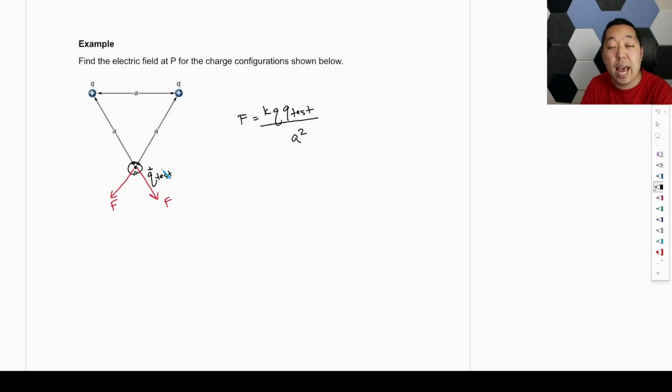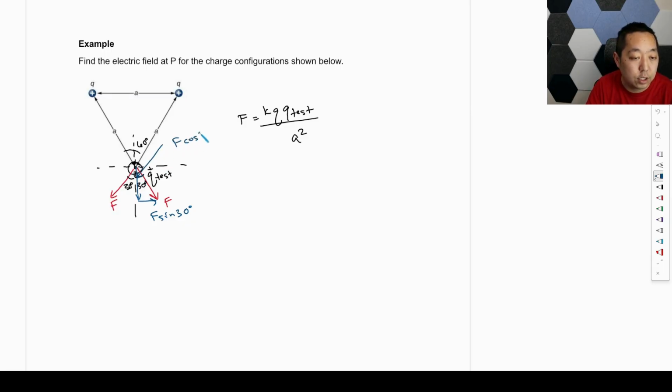Now, we still got to add them like vectors, right? So one thing you'll notice because of the symmetry here, this is an equilateral triangle. We know that this whole angle is 60 degrees, but this component right here is only going to be 30 degrees. It's going to be half of it. So we're going to decompose it. We have an F downward here. So this would be F sine 30 degrees. And this guy right here is going to be F cosine 30 degrees.